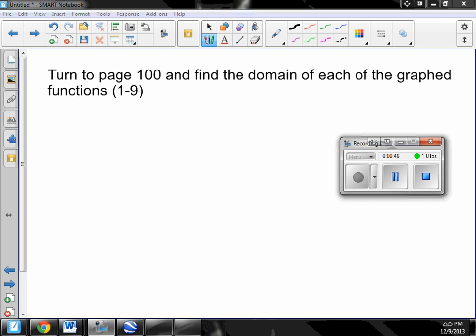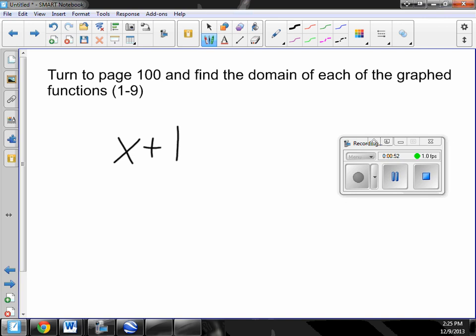What about if we were given a function? Let's say the function x plus 1. What would the domain of that be? All real numbers. How come? Well, we're looking at the numbers that I'm allowed to plug in. If I graphed it, it would be a straight line, a slanted straight line, which is all real numbers.